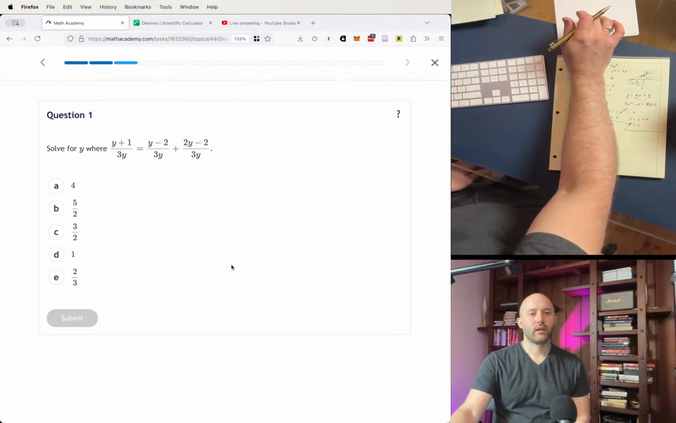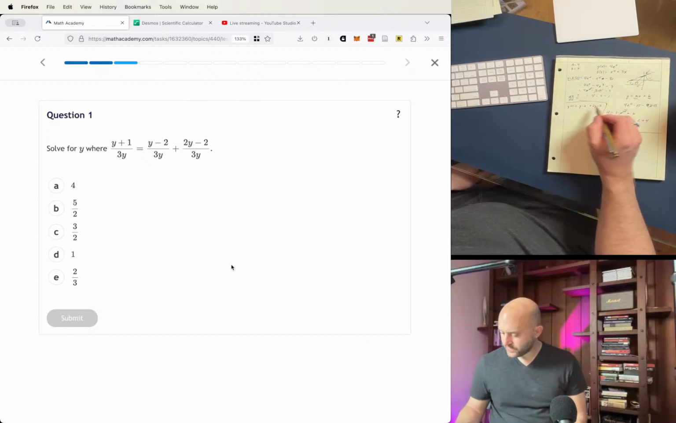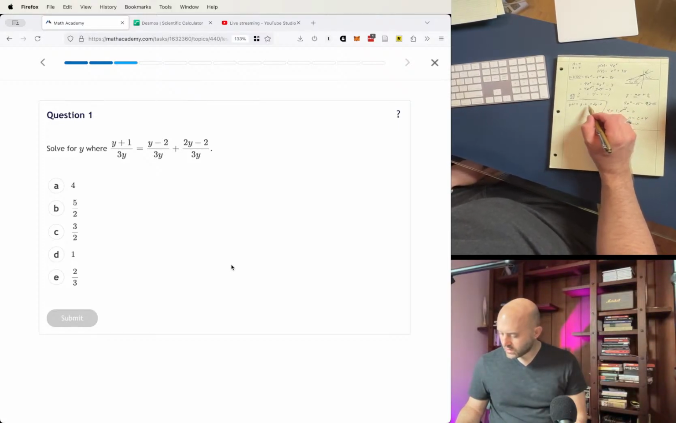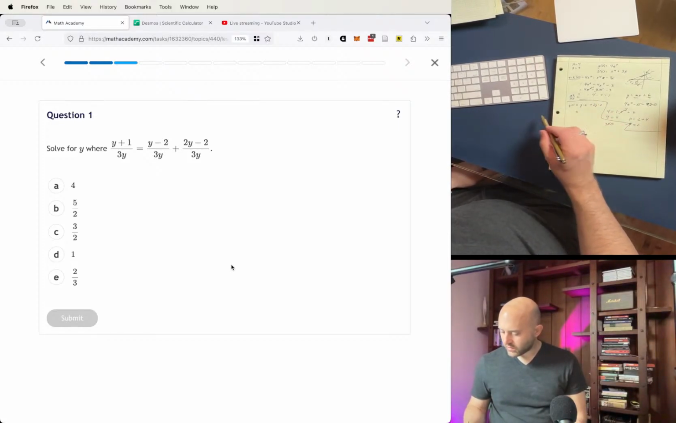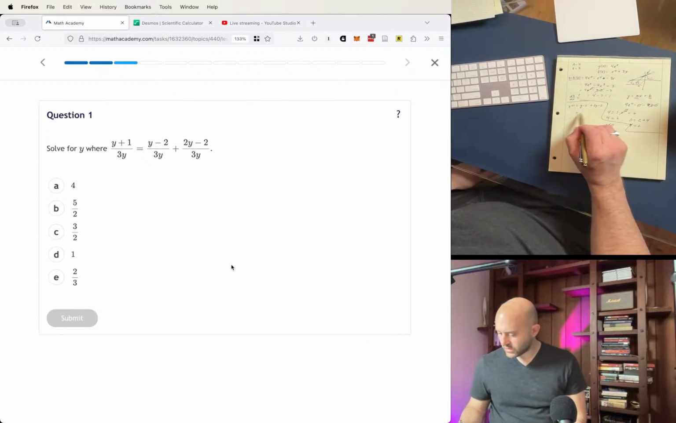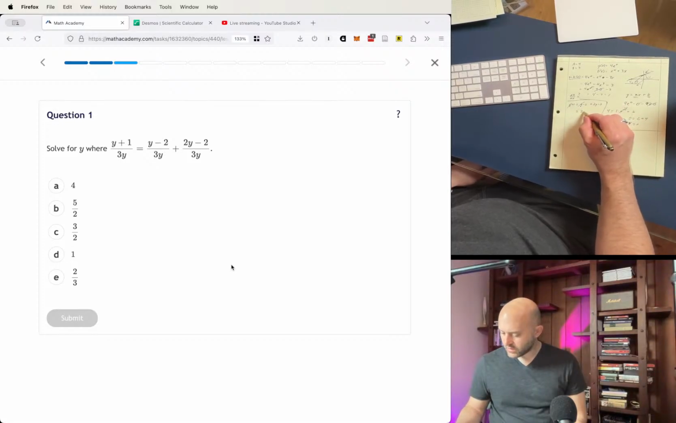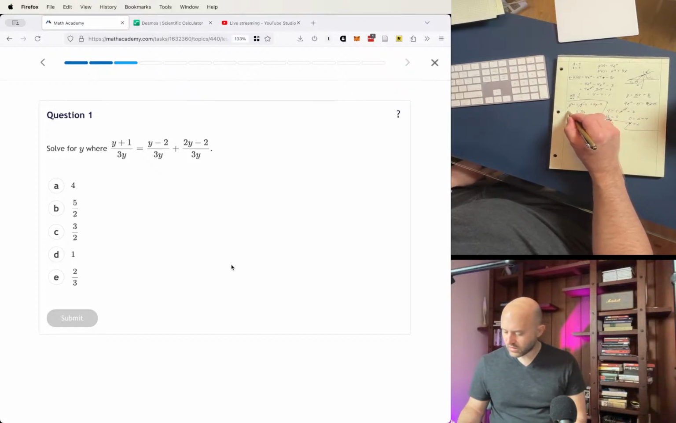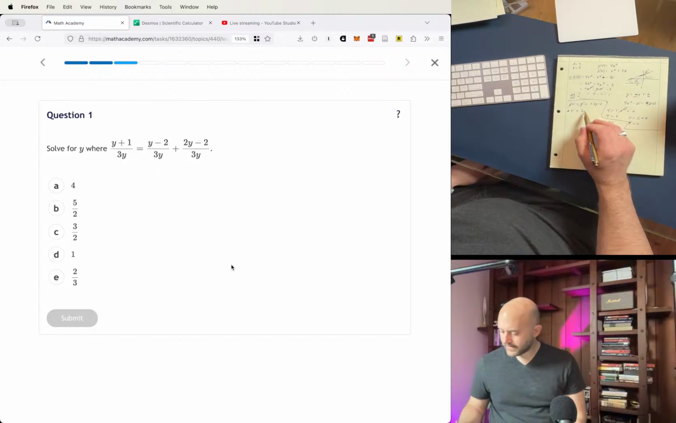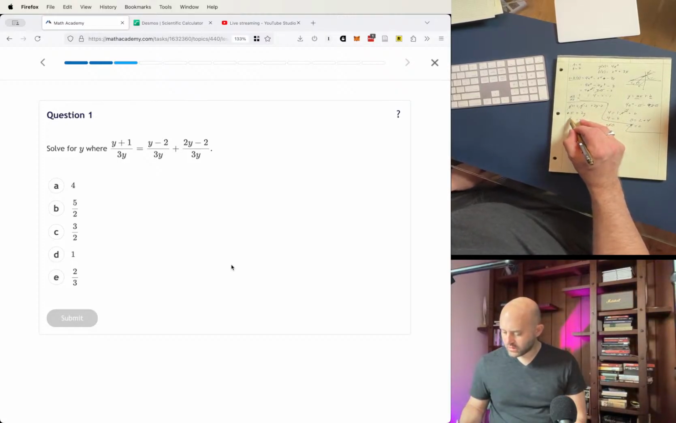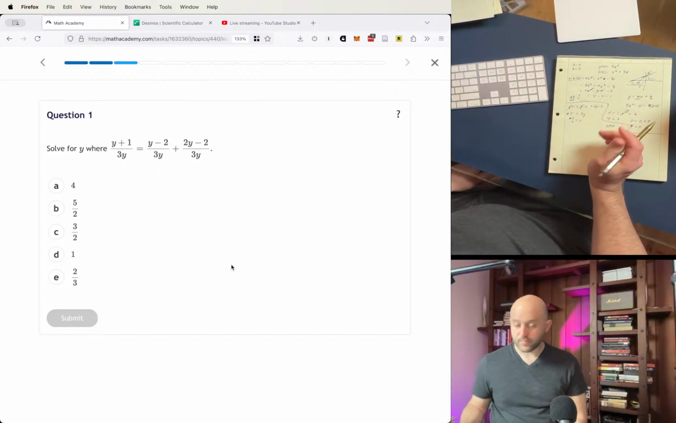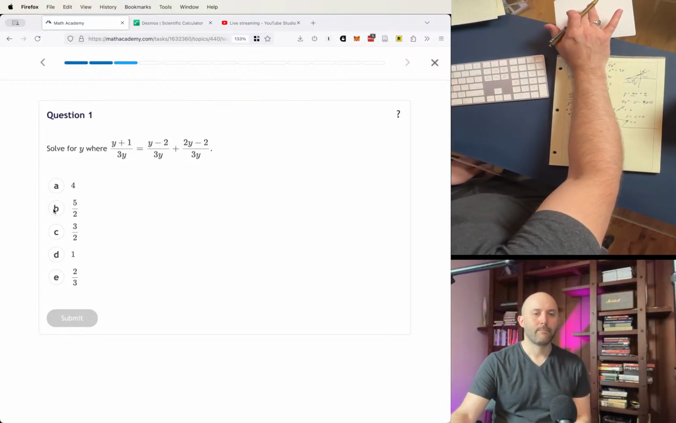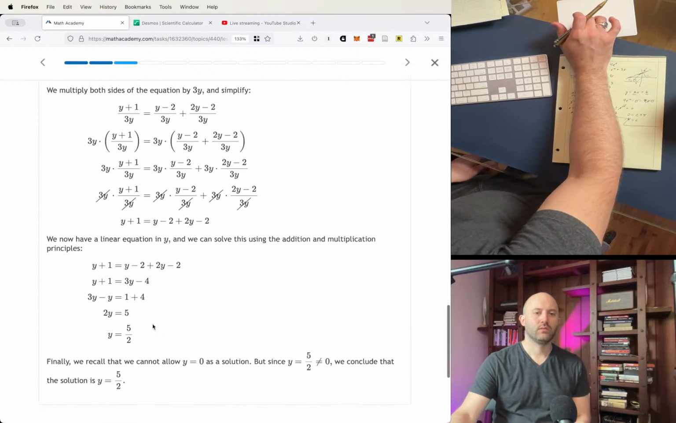Okay. So what does y equal here? Let's start throwing y's over to the right here. This y goes over here and cancels this y. So we have 2y on the right. That's taken care of. Minus 2 is minus 4. So add 4 over here. So 1 plus 4 is 5. So we have y equals 5 halves. B. Alrighty.